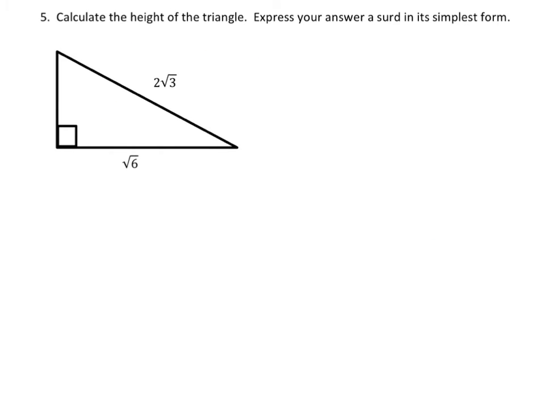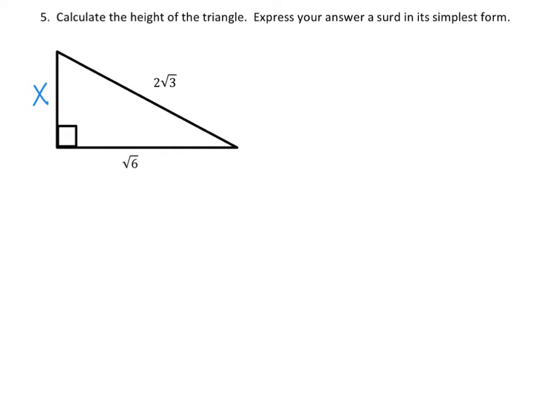This is question 5 in the non-calculator section. We are given a right angled triangle and we're asked to calculate the height of the triangle and to express your answer as a surd in its simplest form. So the height is this length over here. So what we'll do is we'll call that x.